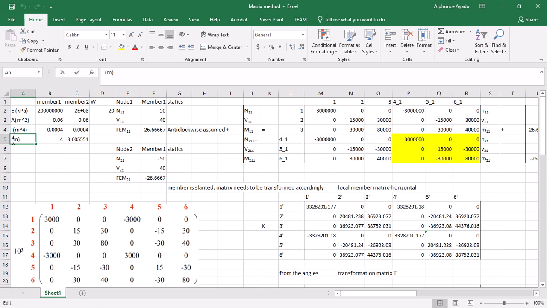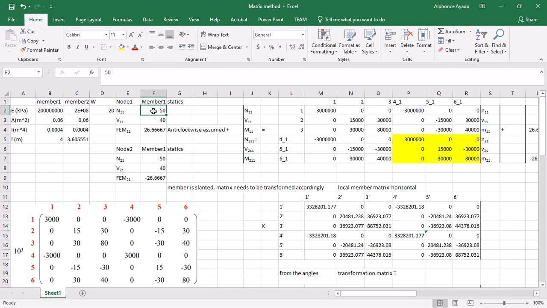I think this was deleted or something. So let's just say L, the length. So number 1, number 2, and the uniformly distributed load is 20. So to get the fixed end moment, the applied force on node 2 is 50.